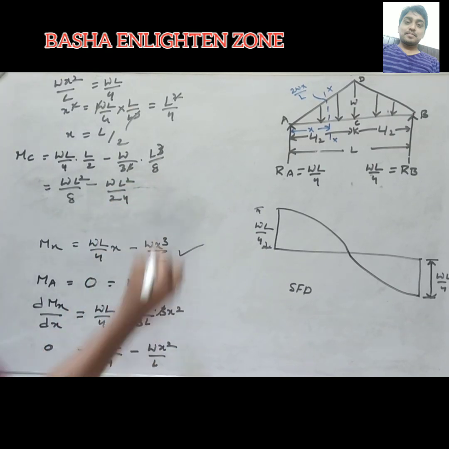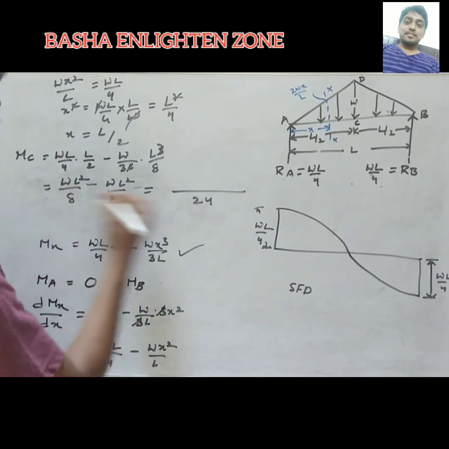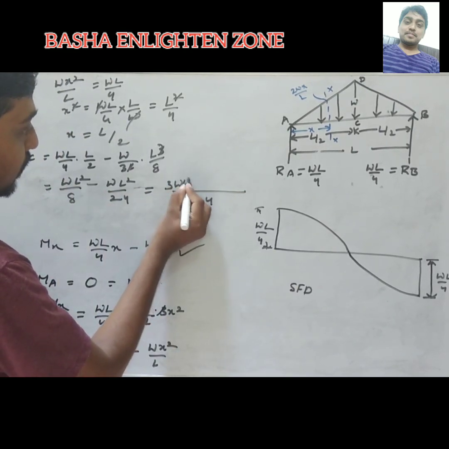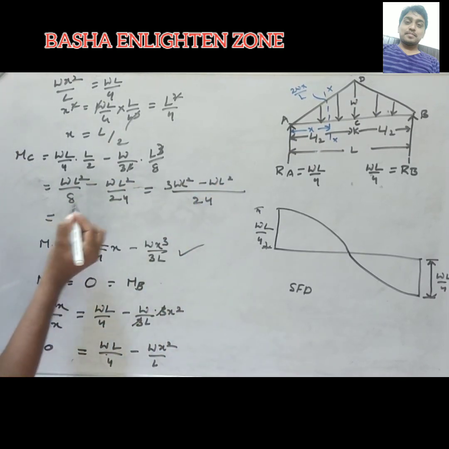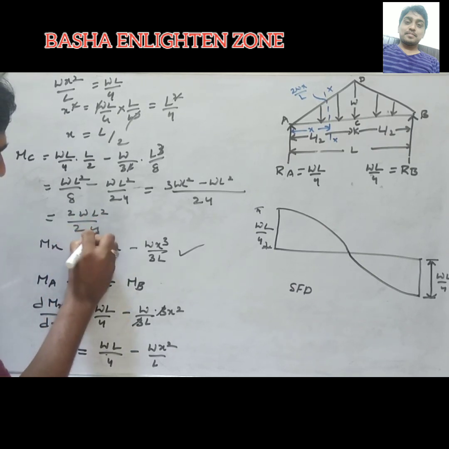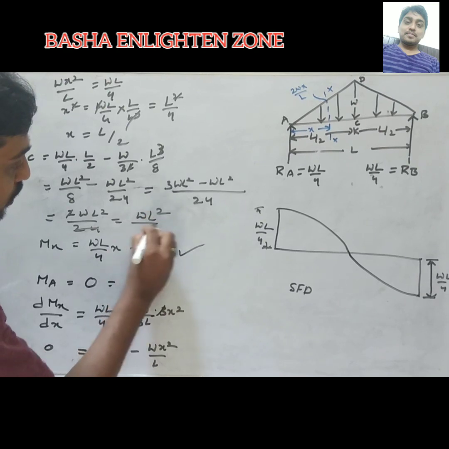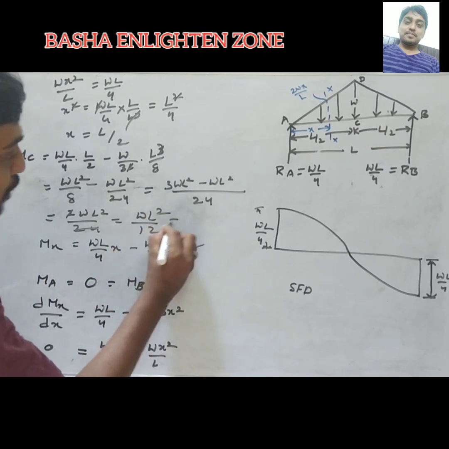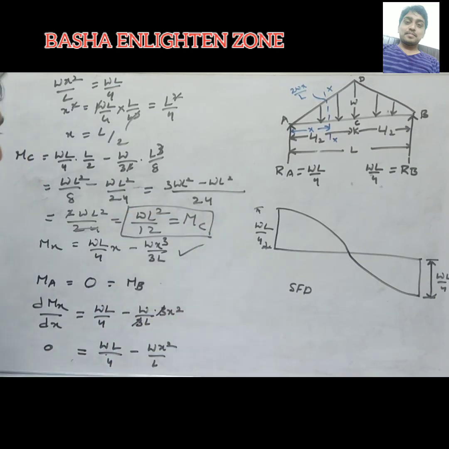For better simplification I am taking this 24 common. So 3 times WL square minus WL square, so you will get 2WL square by 24. If you cancel these two values you will get WL square by 12. So this is your bending moment at C position, and this is the maximum bending moment value.